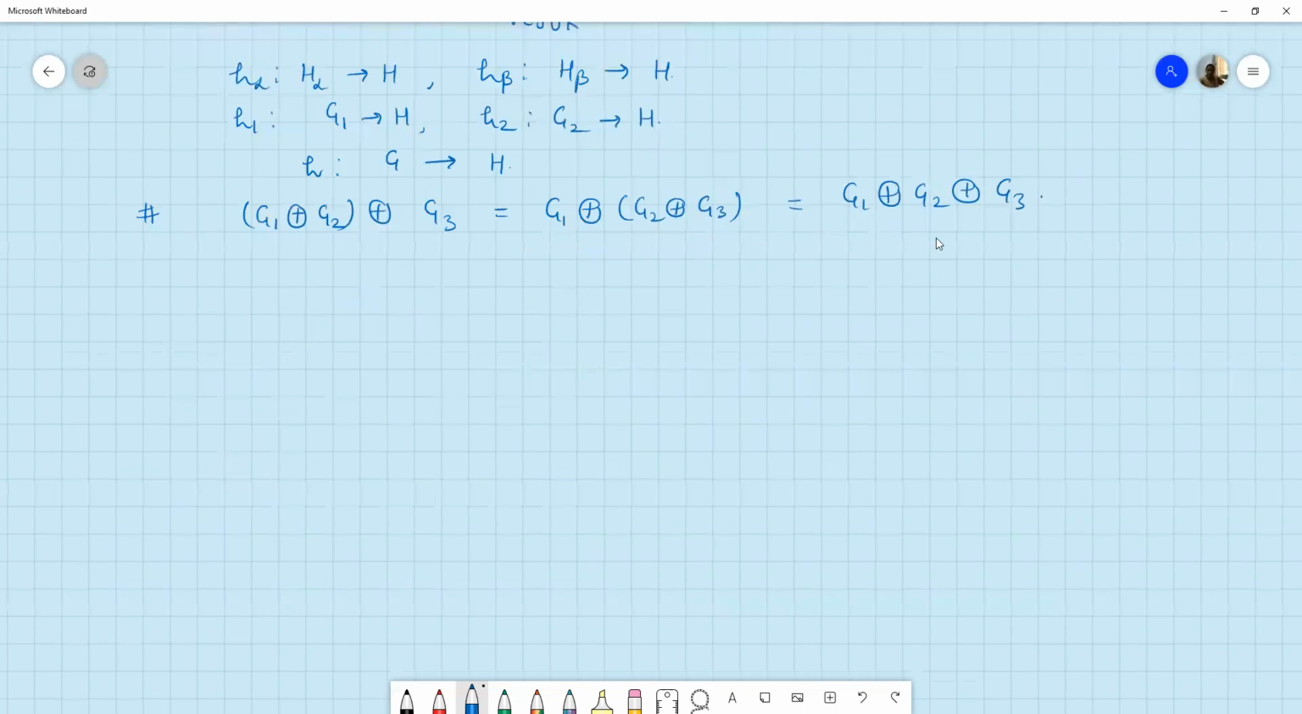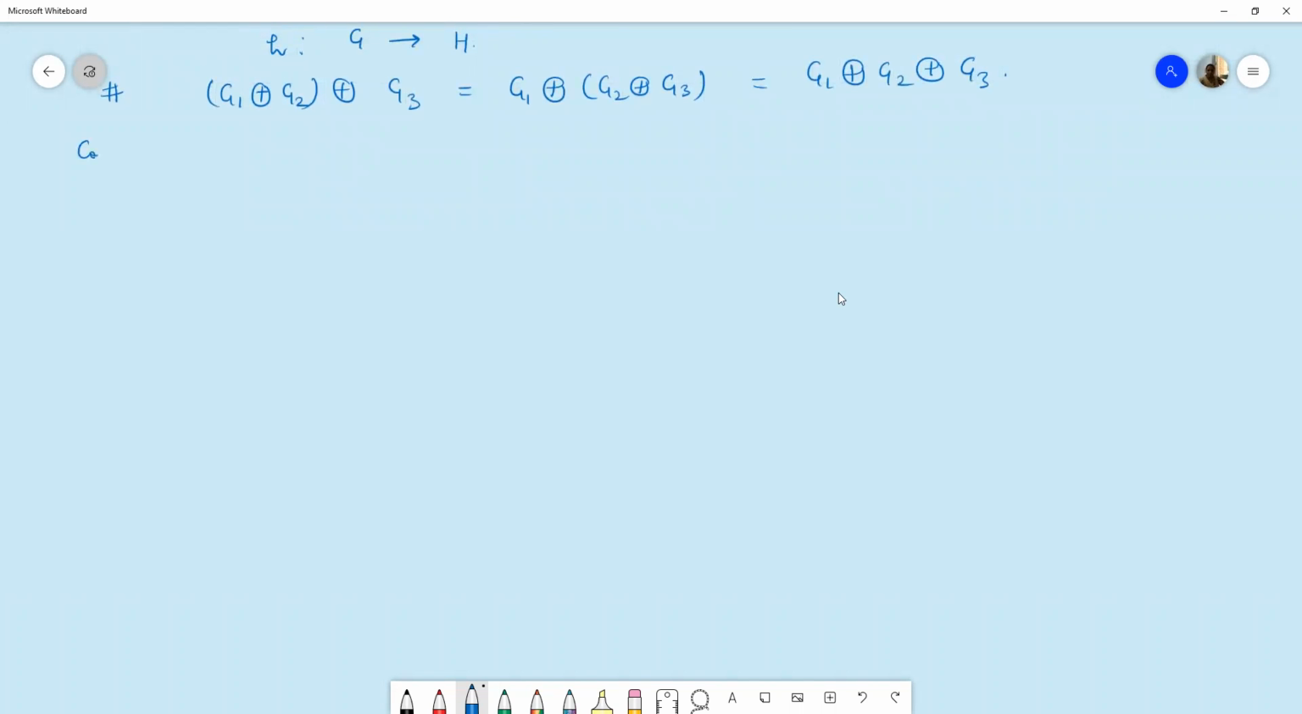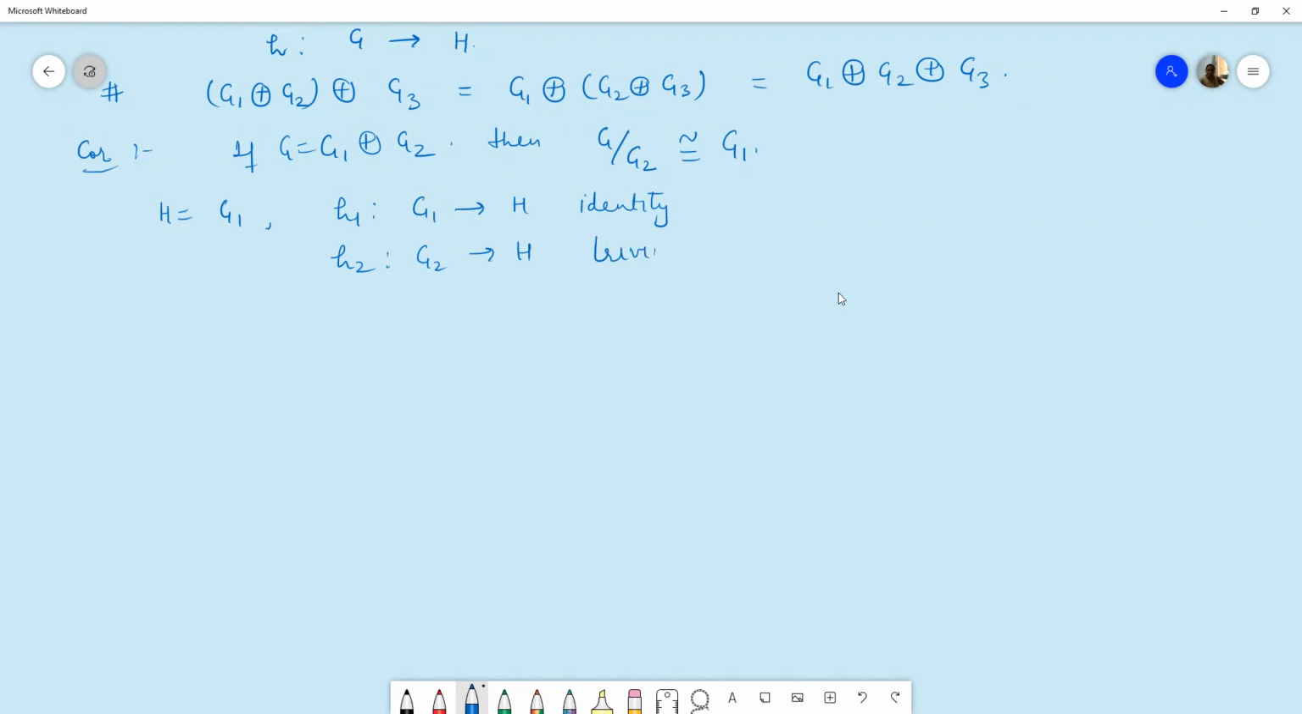Now one more corollary. Now if G is equal to G1 plus G2, the direct sum of G1 and G2, then G upon G2 is isomorphic to G1. Now here we assume that capital H is G1 and H1 from G1 to H to be identity homomorphism, and H2 from G2 to H to be trivial homomorphism.